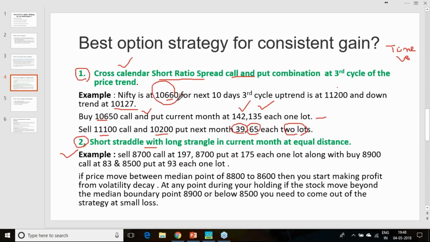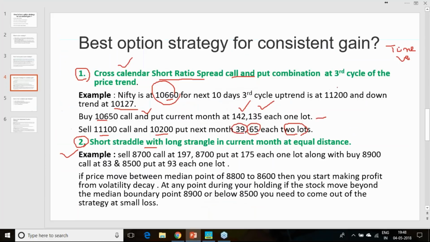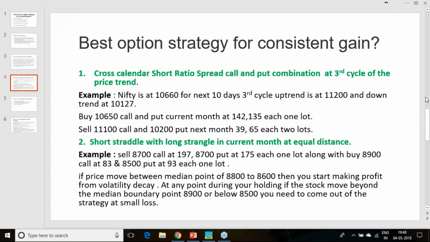If a 200 to 250 points move happens, or in more technical terms, if the price moves to the second cycle of uptrend or second cycle of downtrend, you make profit in this strategy. Though it will be small, it will be definite. You need to look into your brokerage and taxes. If your broker takes a great brokerage, you may not make profit. If you are with a discount broker, then you may get some good profit.